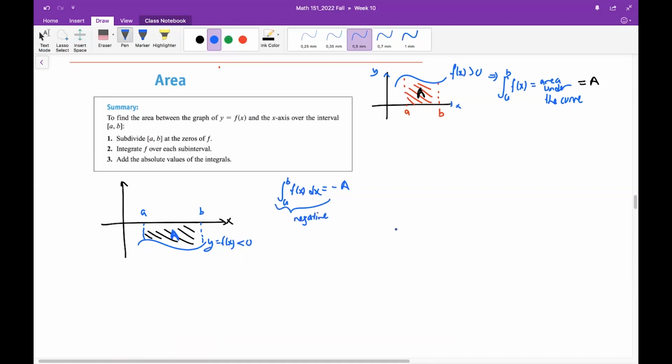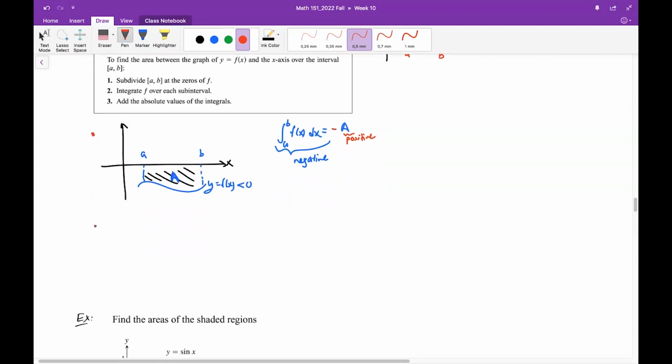If your function is negative, its integral is negative, but there is still a relation between this negative integral and the area between your function and the x-axis. It is minus A. The area is always something positive, you know. That's why you need to put this extra minus sign to represent your negative integral as the area.